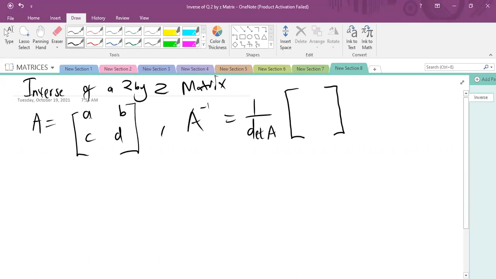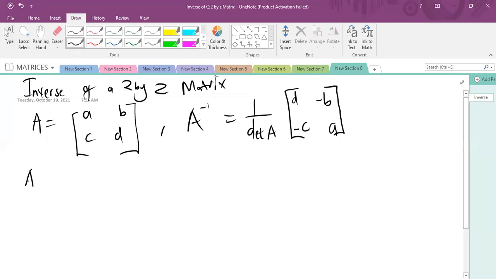interchanging this matrix, such that a and d will change their position. So this will be d, this will be a, and then these values here will be negated, so that I have minus b there and minus c there. So basically, that's how we go about getting the inverse of a matrix.